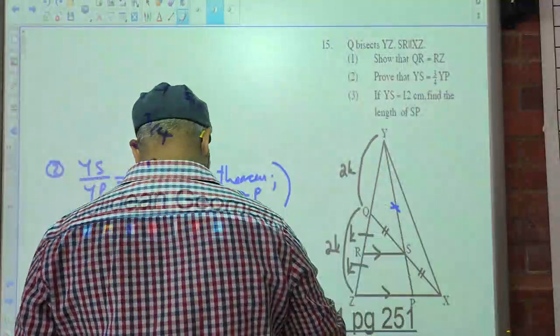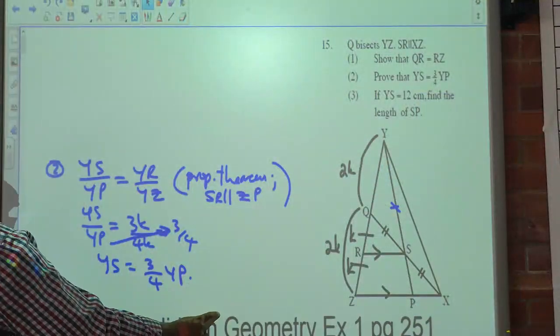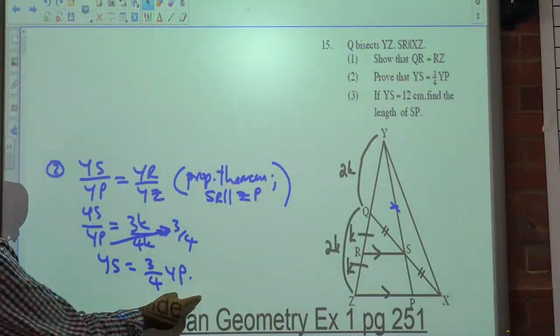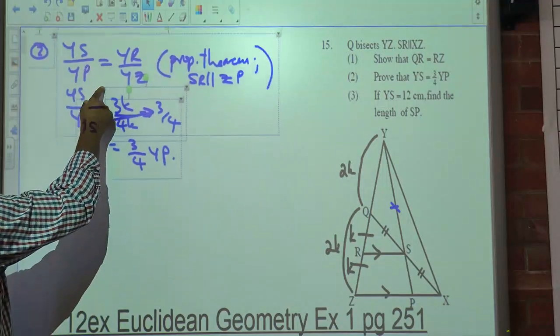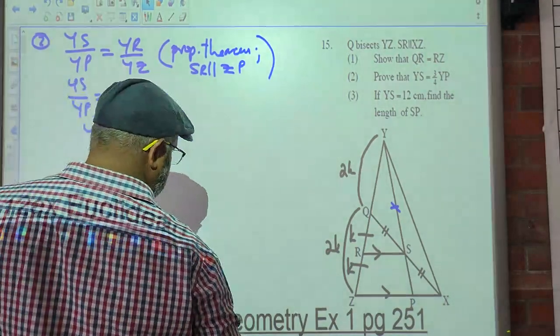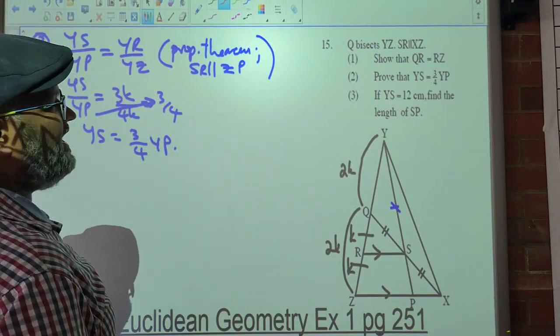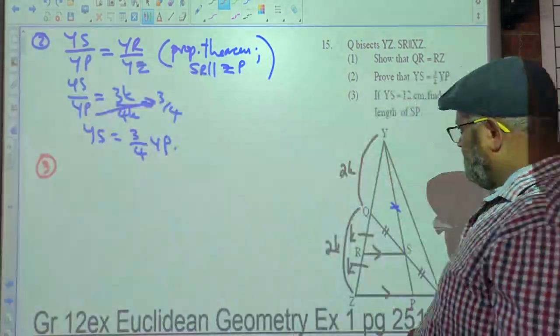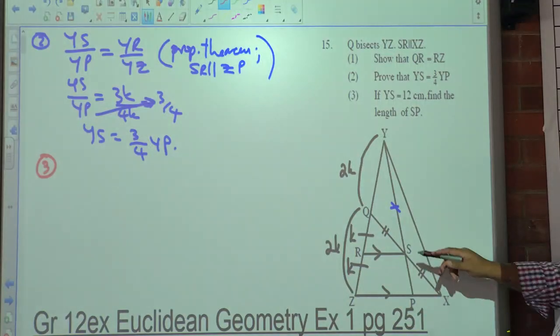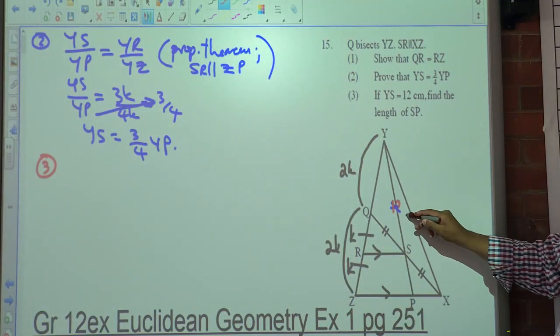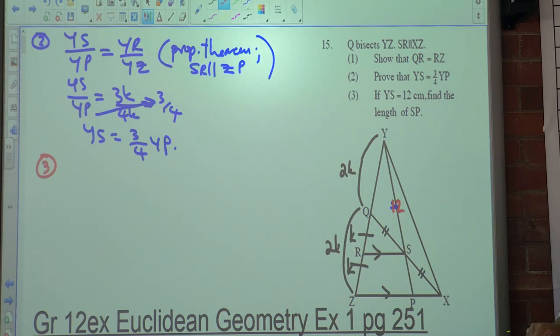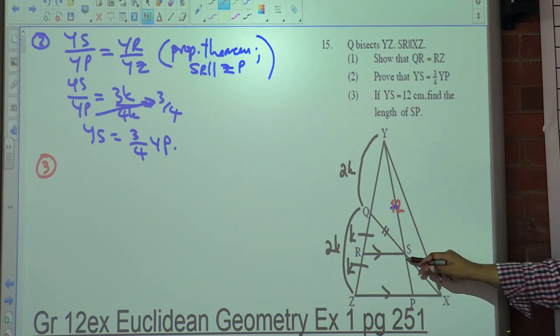Right, let's take it off. Look at number 3. If Y is 12, that is 12. Find the length of SP.